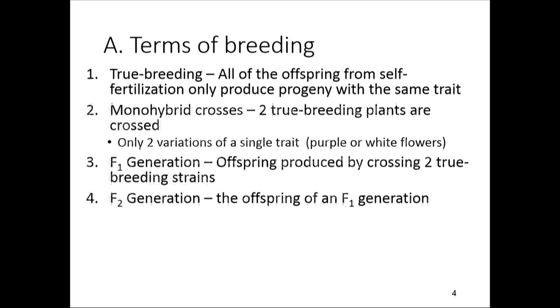So some terms that you need to know before we get into Mendel's experiment: there are true breeding individuals, and when you self-fertilize a true breeding individual, all the progeny will have the same trait. So a purple flower that, when self-fertilized, creates progeny that are also all purple. Then, if you take two true breeding plants, one that is purple and one that is white, and you cross them, that's called a monohybrid cross.